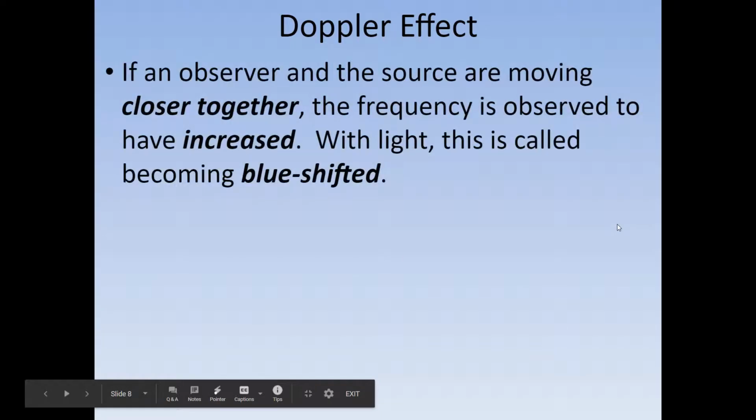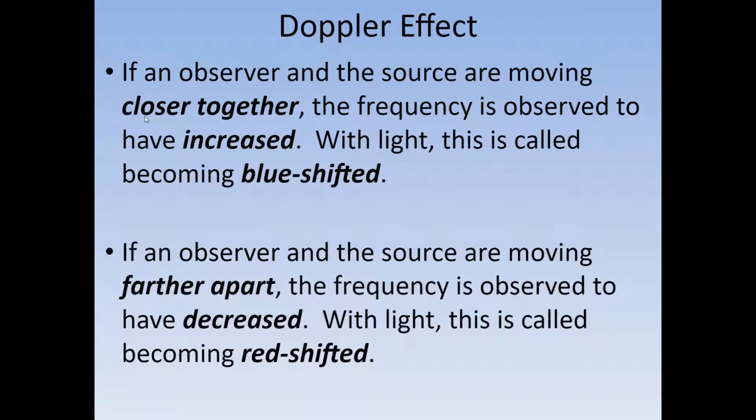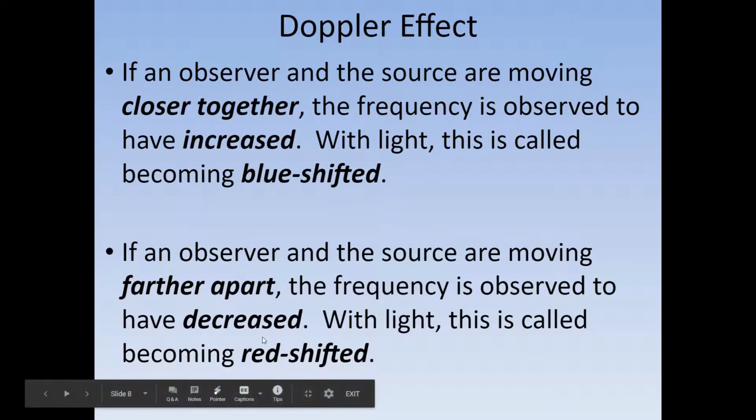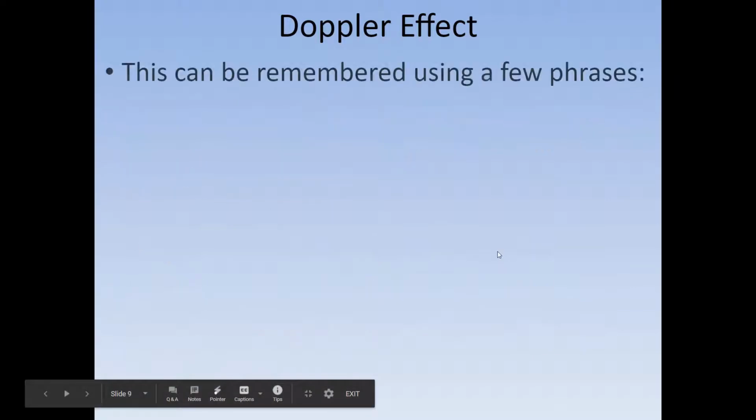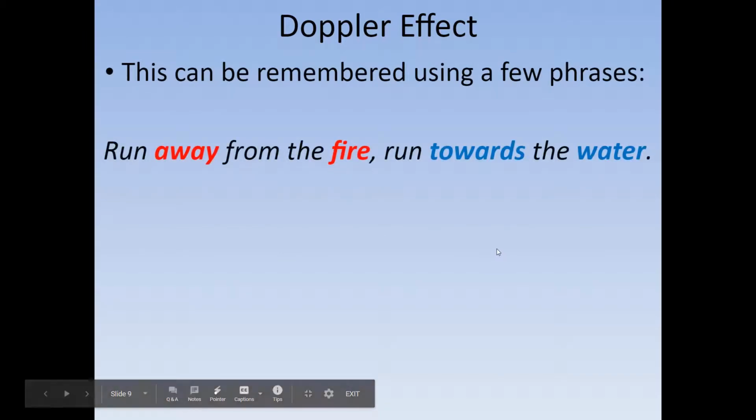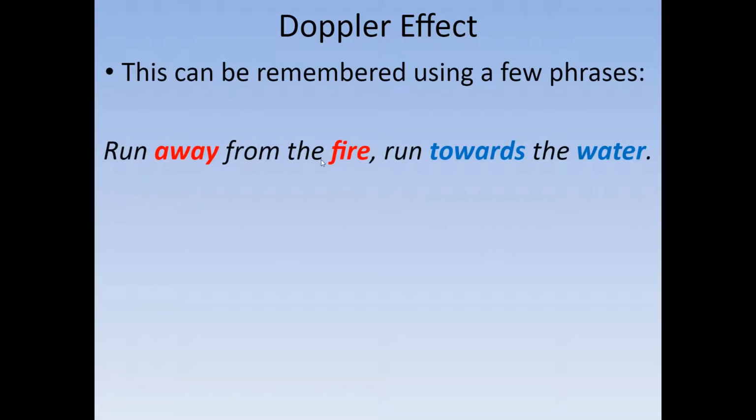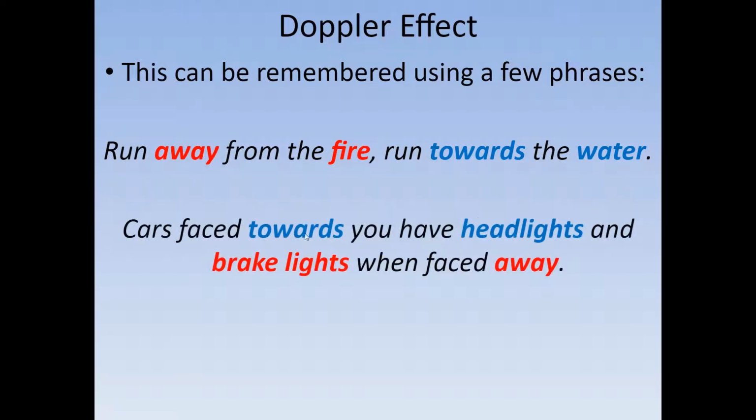Now, all you need to know are the terms: blueshifted is when the source is coming closer together and the frequency is observed to be increased. And when they're going further apart, the frequency decreases, and that's called redshift. There's a bunch of phrases for remembering this, some of which I've come up with. You run away from fire, run towards water. Fire is red, so away is red, towards is blue, water is blue. Cars facing towards you have blue headlights, and their brake lights are red when they're facing away. The headlights are bluish. Brake lights are red, so away red, towards blue.